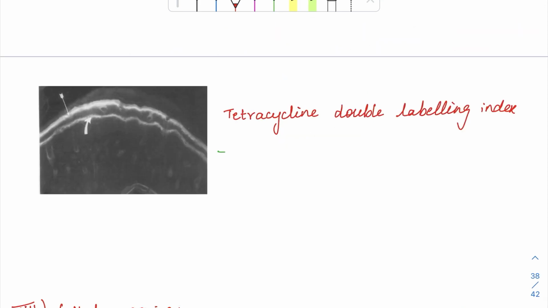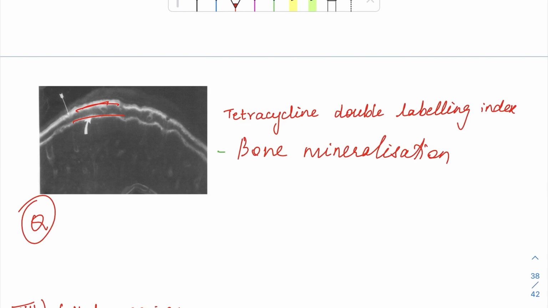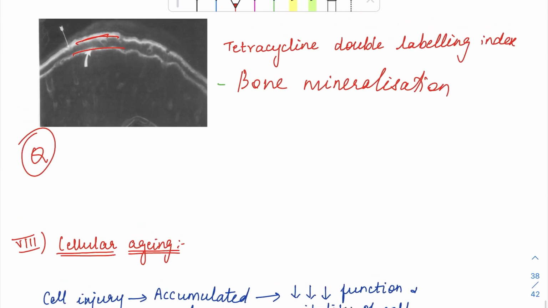So this image was also asked once. This is an example. This is actually a tetracycline labeling, double labeling index. It is used to detect the bone mineralization. So two lines are there. Based on that, they'll detect the bone mineralization by labeling with tetracycline.